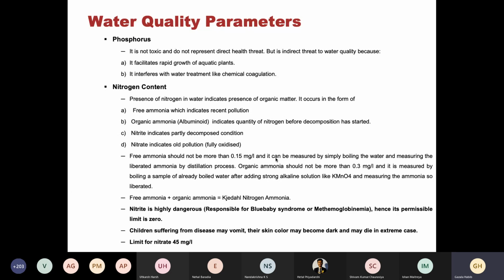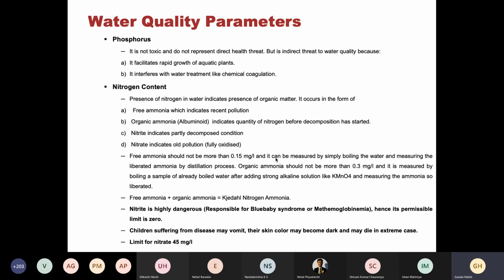It facilitates rapid growth of aquatic plants because it's a nutrient for the plant. It interferes with water treatment like chemical coagulation, etc. So phosphorus is not desirable in water because it will increase the cost of water treatment.